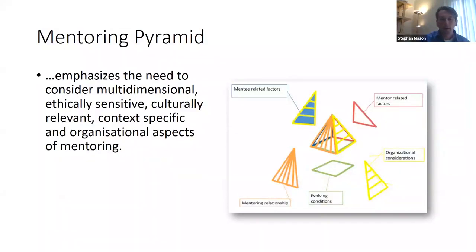Again, I quite like this diagram, which comes from one of Prof. Krishna's earlier papers, which is called the mentoring pyramid. And again, it's just a useful image to think about, that the mentoring relationship is much more than just a dyadic relationship between a mentor and a mentee, and whether that's an individual mentee or a mentee as a group of people. There are a number of factors that need to be considered in thinking through a well-developed approach to mentoring, and that's mentee-related factors, mentor-related factors. There's the organisational considerations to think about in terms of what's required. There's the nature of the relationship and how that will develop. And then again, the evolving conditions, that is the department and the transitions that are made through the programme.